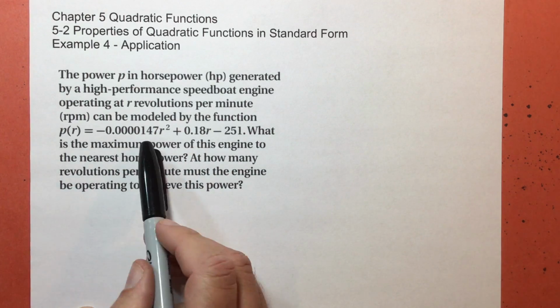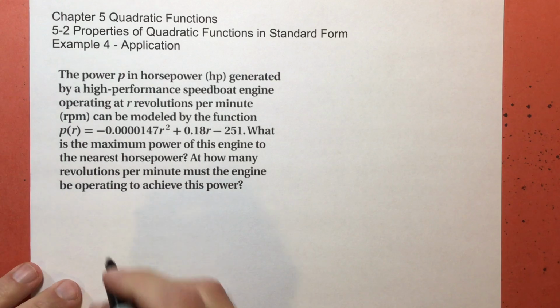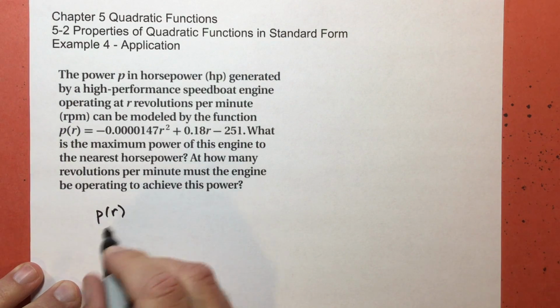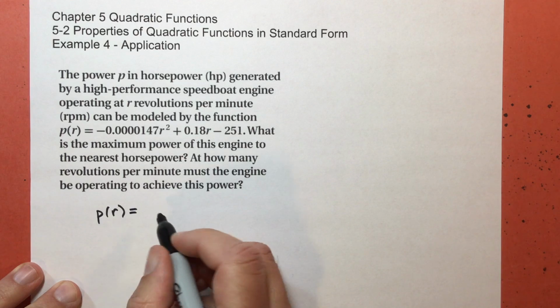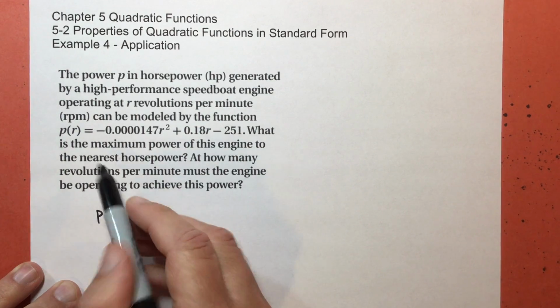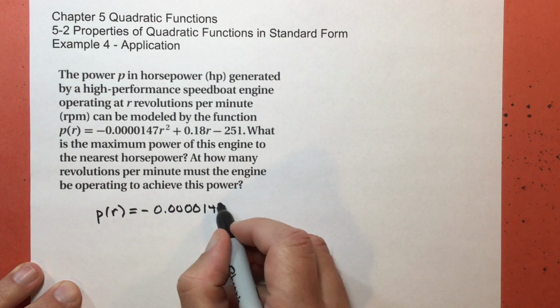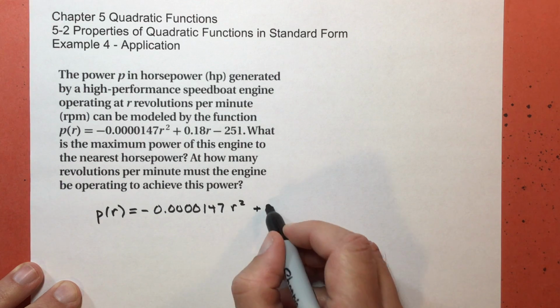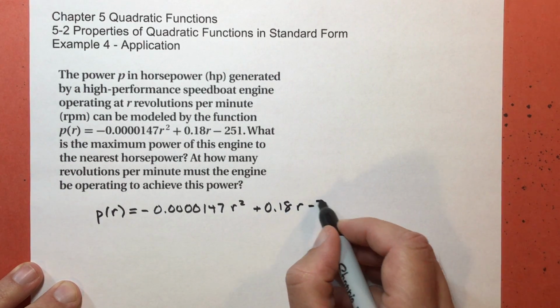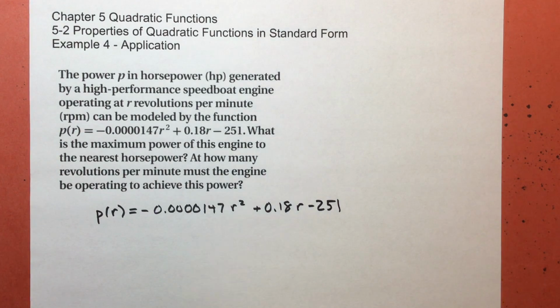It can be modeled by this function. P of R, the horsepower based upon the revolutions per minute, is negative 0.0000147 R squared plus 0.18 R subtract 251. I'm guessing that Dr. Berger has a friend who's a mechanical engineer, and he borrowed this from his engineer friend.